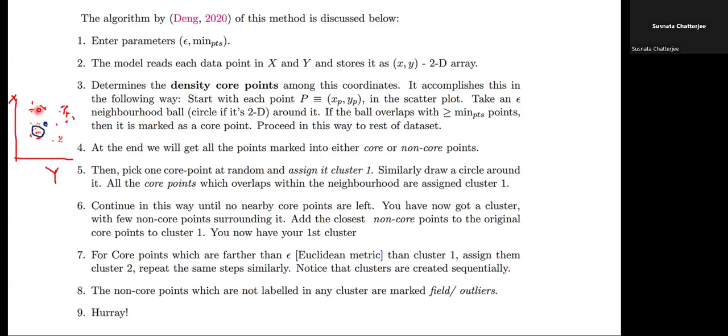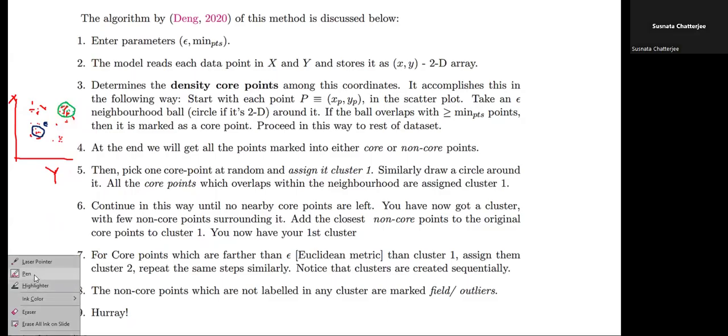We proceed to this point, then this point, then this point. At the end, all the points are marked as either core or non-core points. We then pick one core point at random. Let's say we pick this point. Again, we draw an epsilon neighborhood circle around it. Let's say the green points are the core points previously marked. Then all the core points which overlap within this neighborhood are assigned cluster 1. We continue in this way until no nearby core points are left.